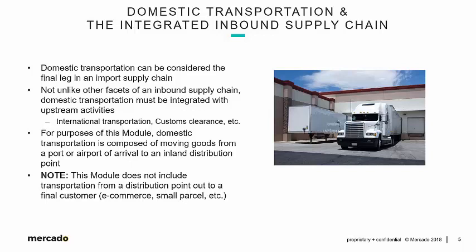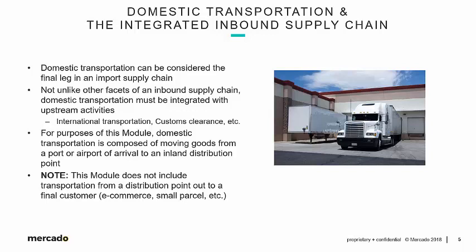A couple of points to make here in our second to last and last bullet. For purposes of this module, domestic transportation is composed of moving goods from a port or airport of arrival to an inland distribution point. Noted in our last bullet, and it is important to be emphatic about this, the last module does not touch upon, does not include transportation from a distribution point out to a final customer. Nothing to do with e-commerce, small parcel, etc.